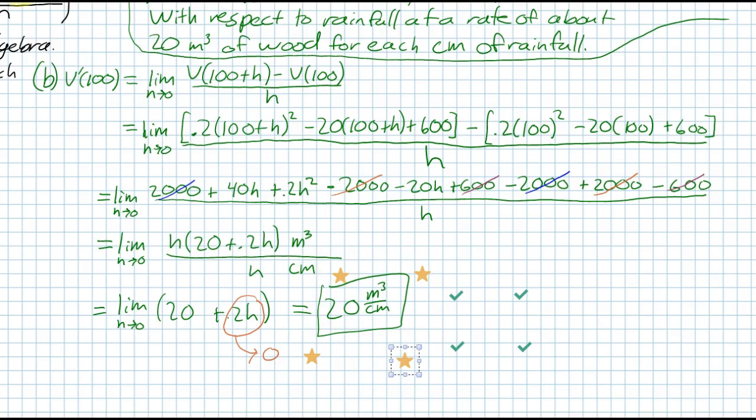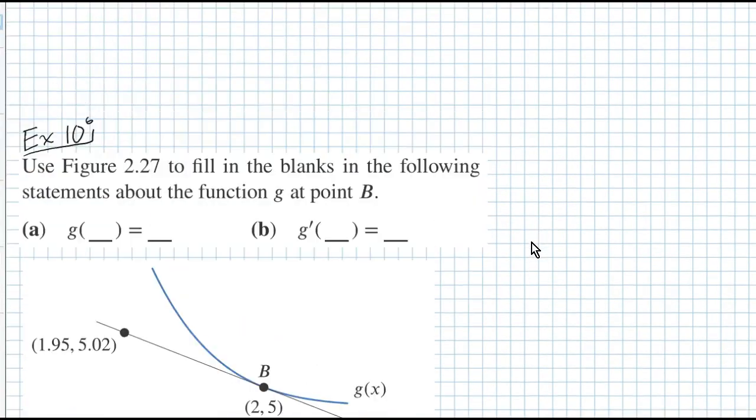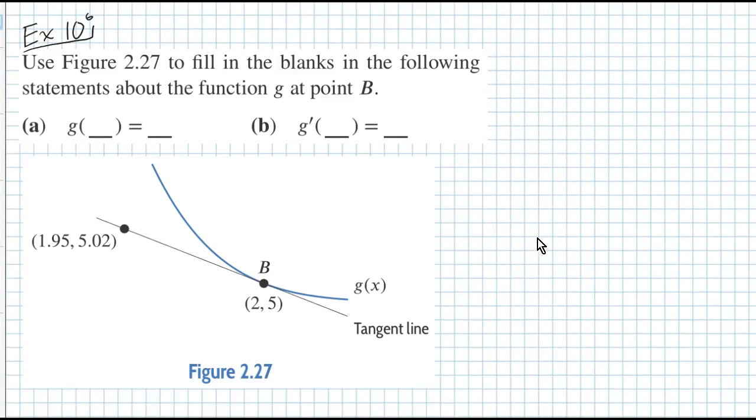Let's look at another one. All right, one more example to try here. This is example number 1,000,000. Here is a graph of g of x, and the graph of the tangent line there. Fill in the blanks. And I'll pause it here because the answers will appear in 3, 2, 1.